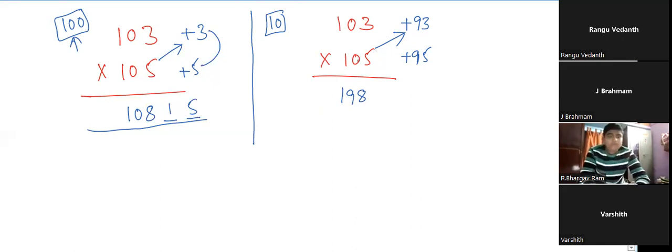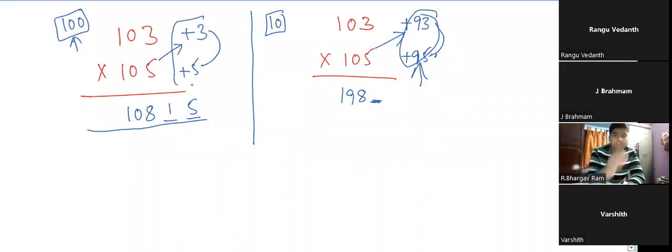Take any crosswise operation. 105 plus 93 is 198. Now we need to reserve one digit. That one digit should be filled with the product of these two. Now, can you do the product of these two? Now we have to search for some other shortcut to get the product. So that's why take the nearest base. Nearest base means the extra number should be as small as possible. Even, sir, for this question, 93 and 95.